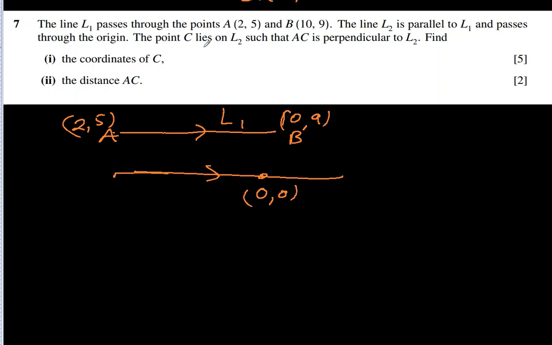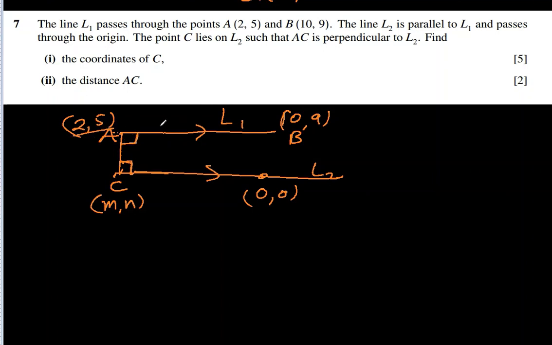The point C lies on L2, such that AC is perpendicular to L2. A and C, that means this point is C. Find the coordinates of C. So find the coordinates of this C. Let's say they are (m, n). Now, if this is 90 degrees, this will also be 90 degrees, right?